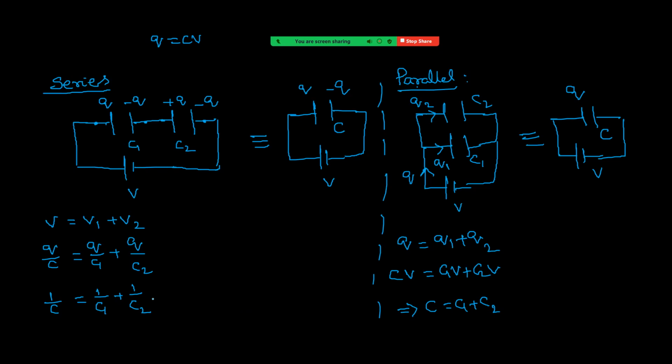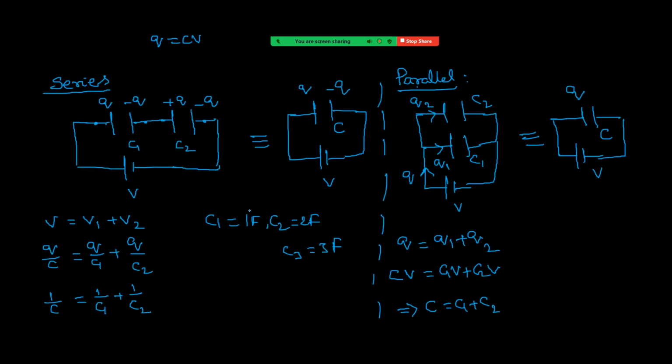When they are in series combination, 1 by C equal to 1 by C1 plus 1 by C2. That means the effective value is now less than the least value. Coming to the parallel case, the effective value is now greater than the greatest value. Suppose I'm taking here C1, 1 farad, C2, 2 farad, C3, 3 farad. If you take the series effective value, that will be less than the least value.